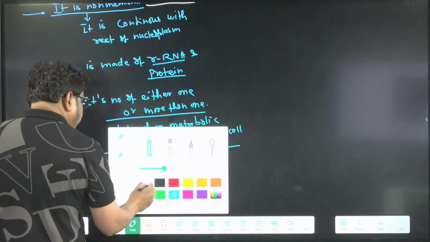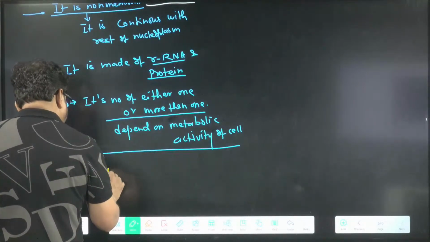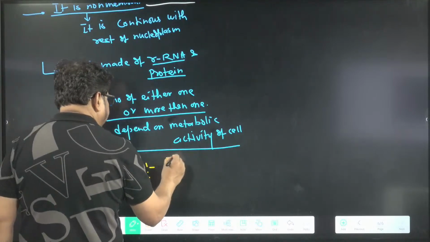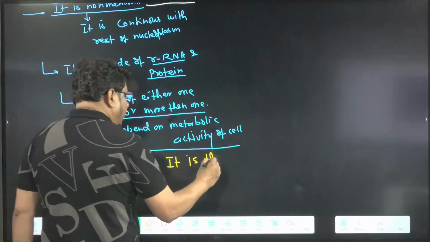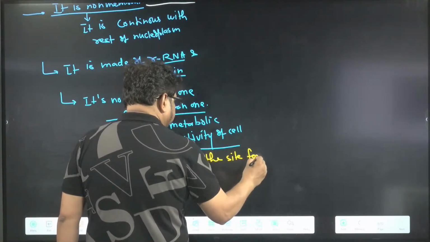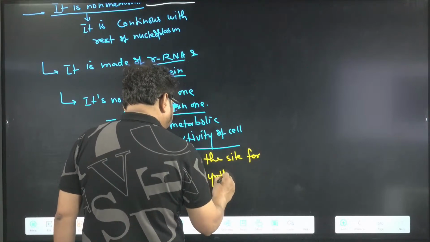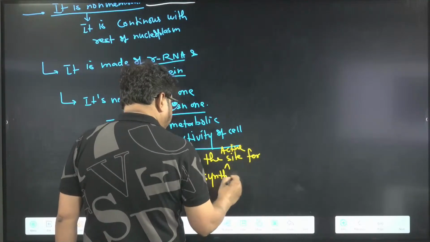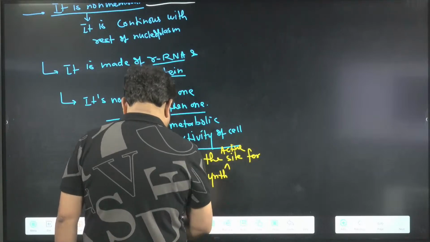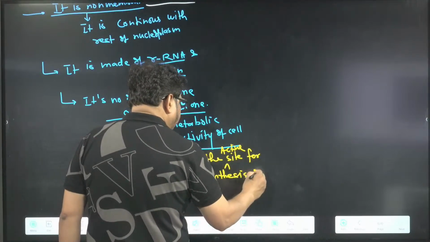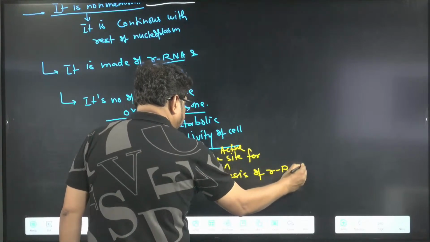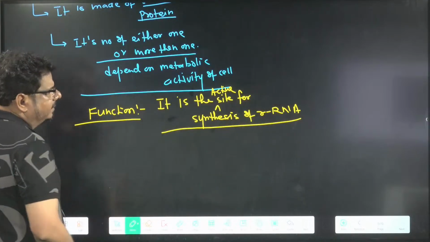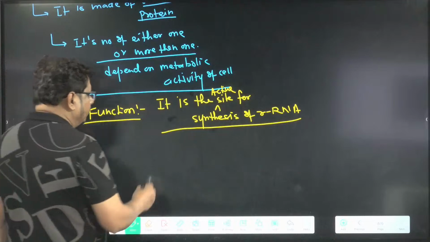Now I am coming to deal with the function of the nucleolus. So what did NCERT write about the function? They wrote it is the active site for synthesis of ribosomal RNA. This is the line about the nucleolus written in NCERT. It is the active site for synthesis of ribosomal RNA.